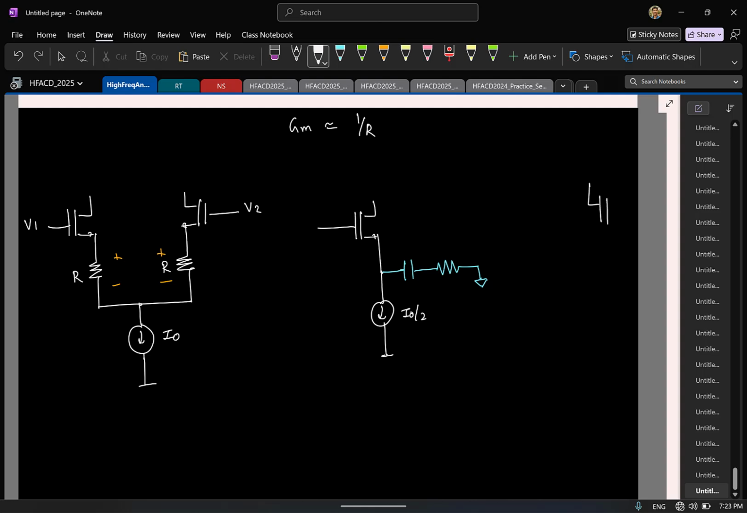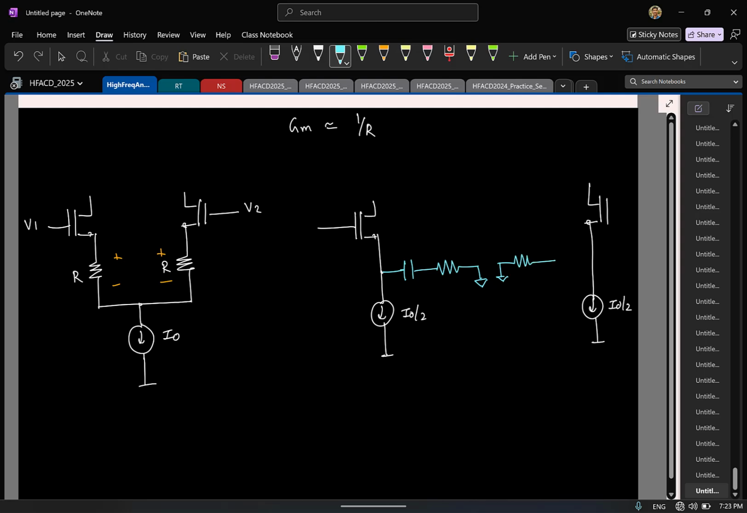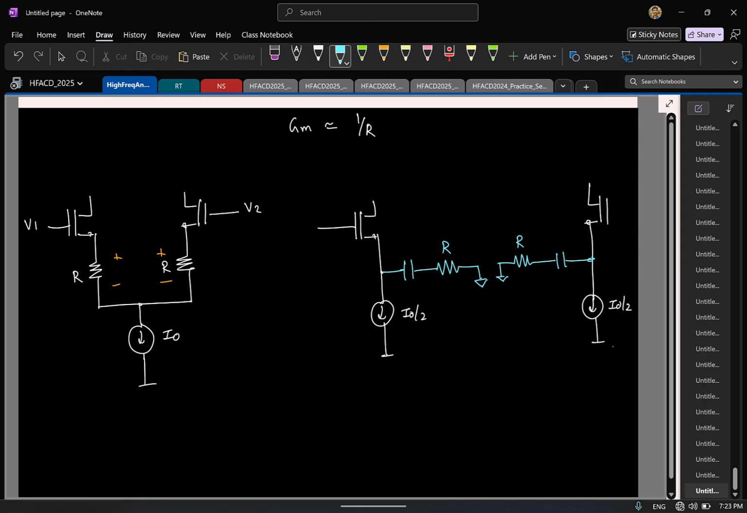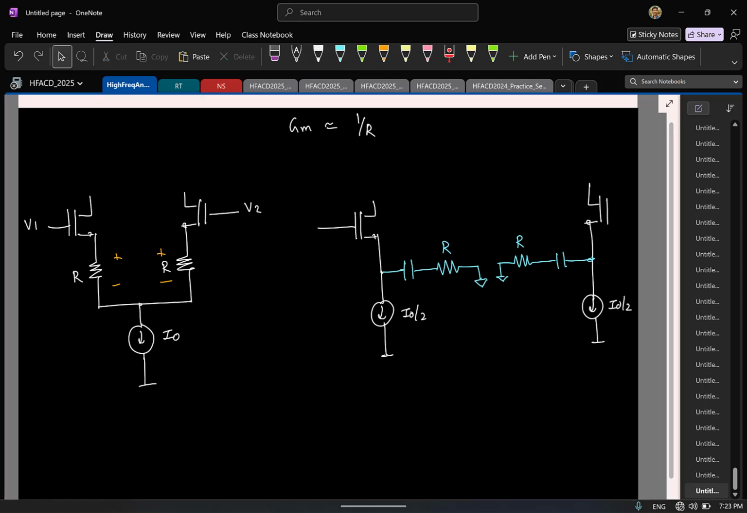I'll draw the other half also. Same thing there also. I'll have another current source I0 by 2. I'll have the same thing. Let me see if I can go to next page. And please remember this side of the resistor should be connected to a small signal ground.